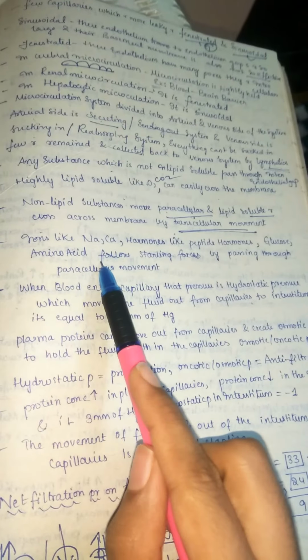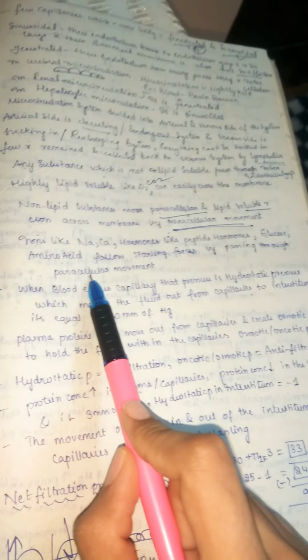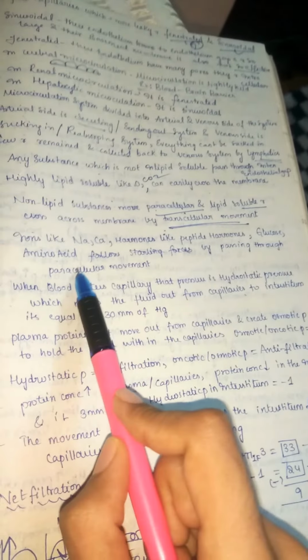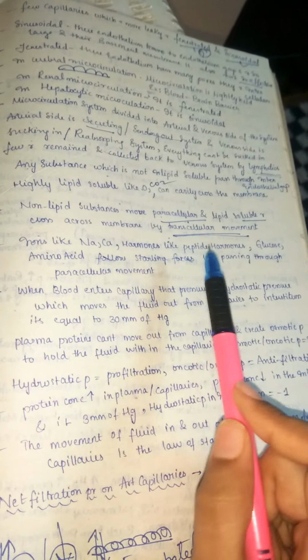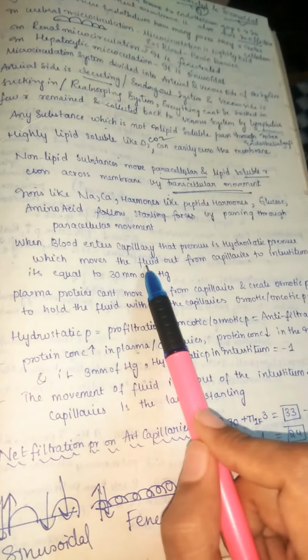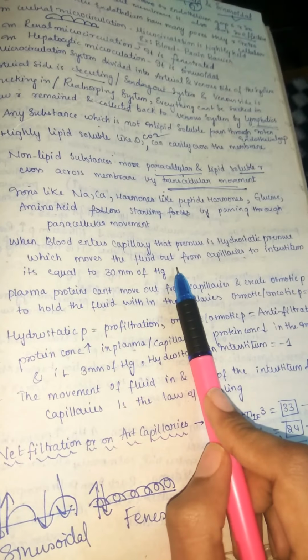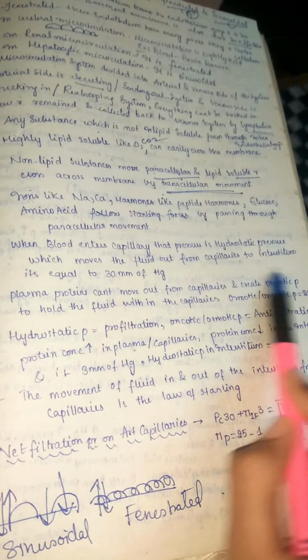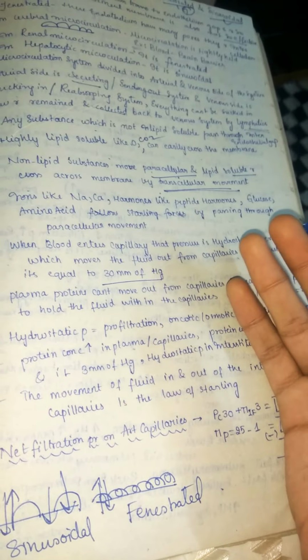So ions like sodium, calcium, hormones like peptide hormones, glucose, amino acids, these all mainly pass by paracellular movement, meaning they are not lipid soluble, so they pass in between the cells. So when blood enters the capillary, that pressure is hydrostatic pressure, which moves the fluid out from the capillaries to the interstitium, and it is equal to 30 millimeters of mercury.